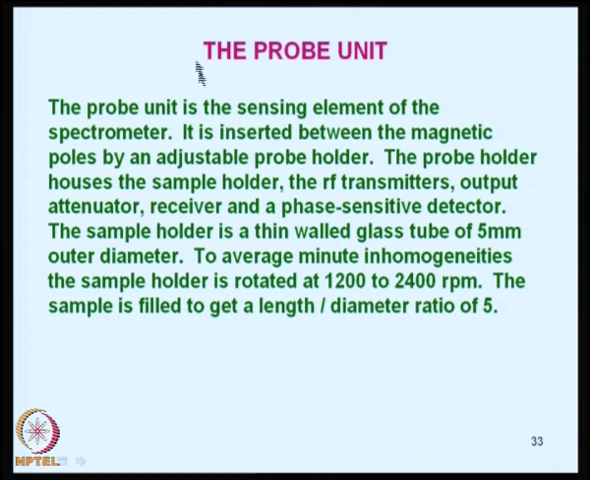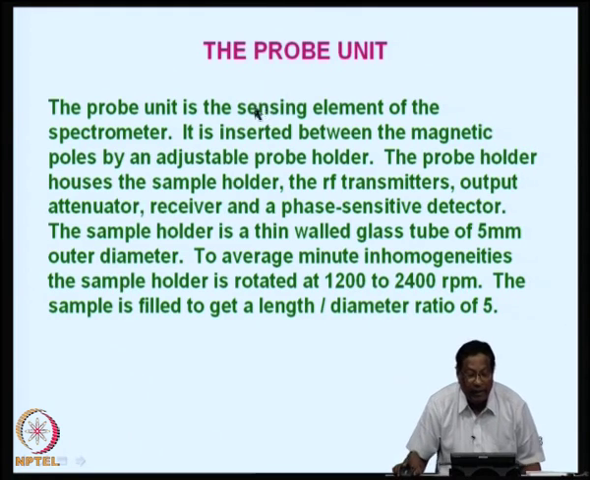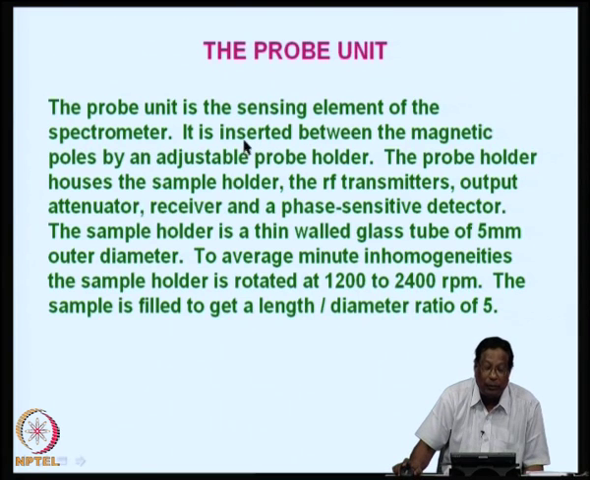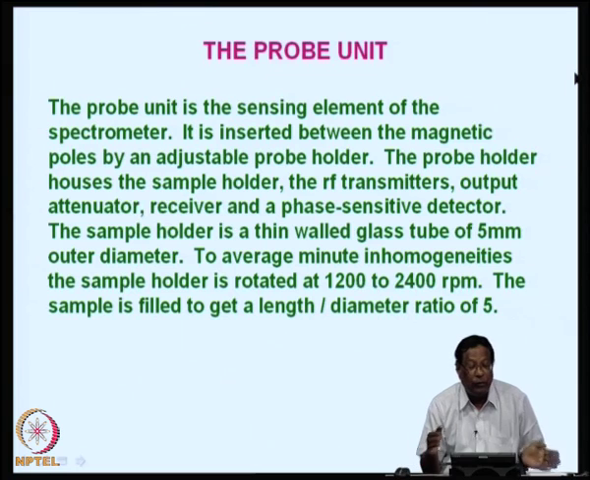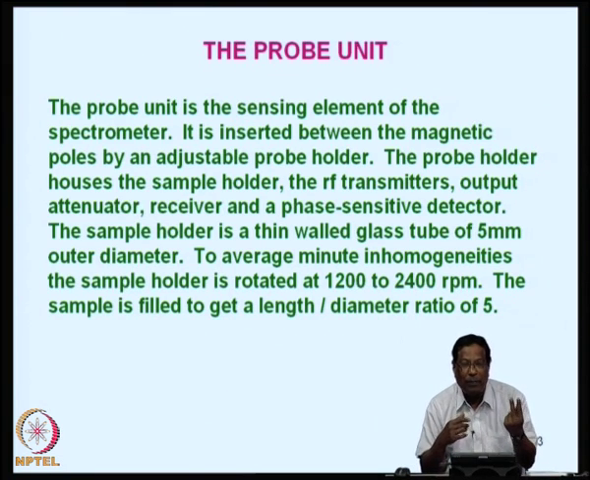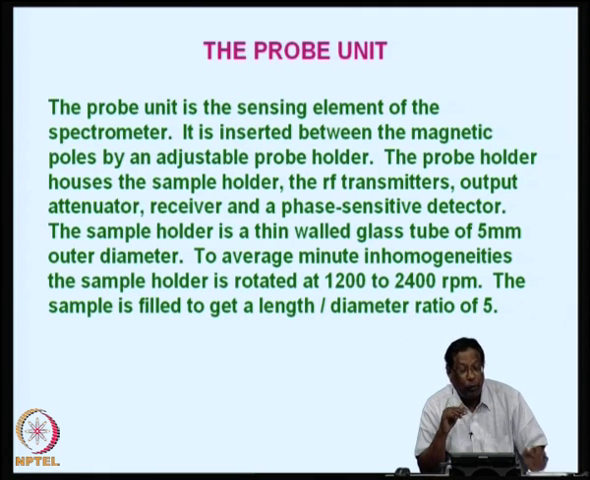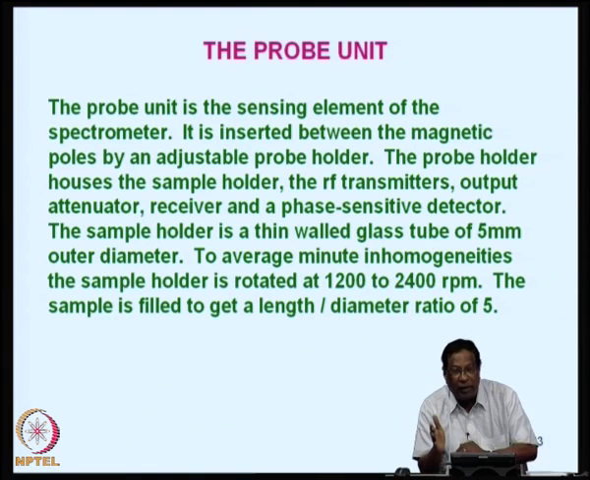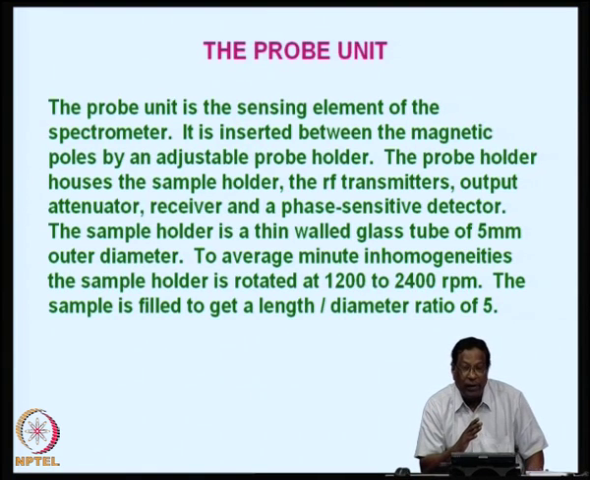So, the probe unit, let us discuss the probe unit. The probe unit is basically a sensing element of the spectrometer. It is inserted between the magnetic poles by an adjustable probe holder. It is just a sample holder in which you can insert the sample. So, the probe holder houses the sample holder, RF transmitters, output attenuator, receiver and a phase sensitive detector.